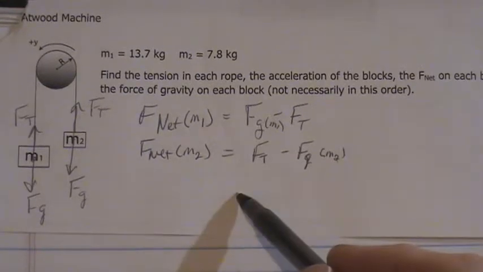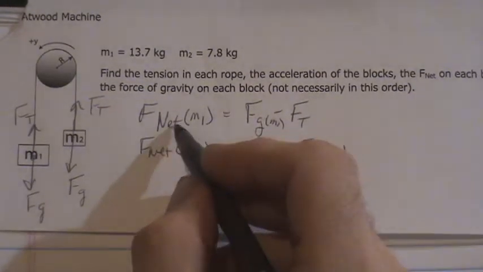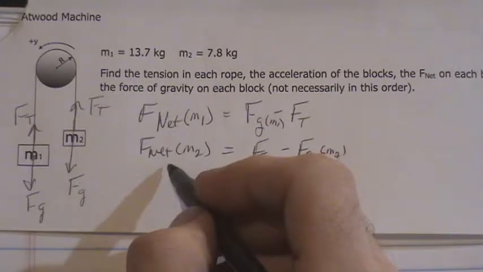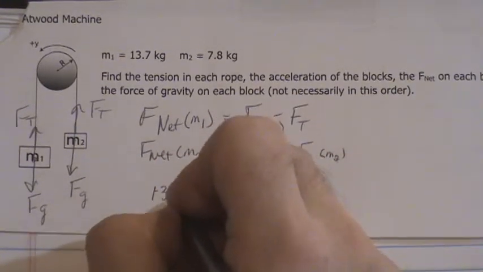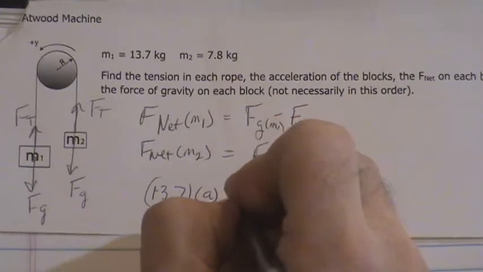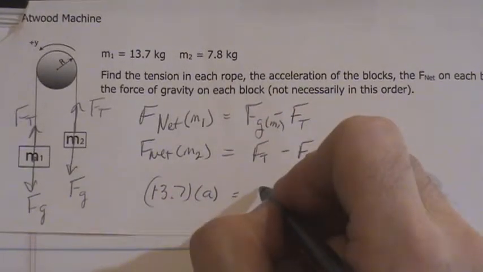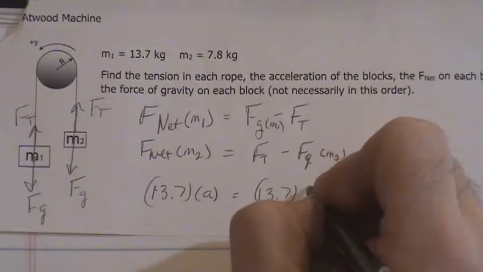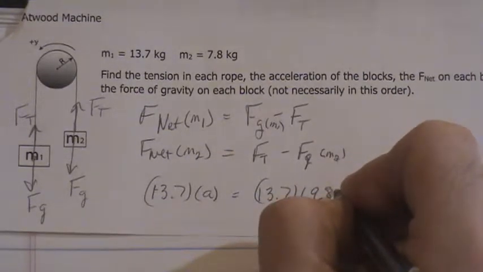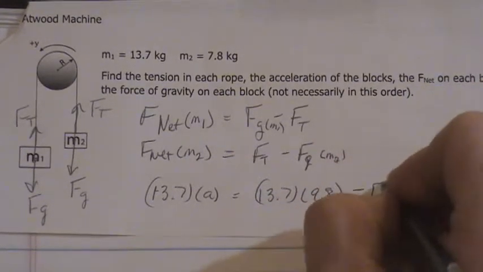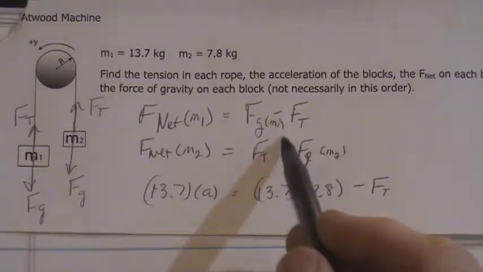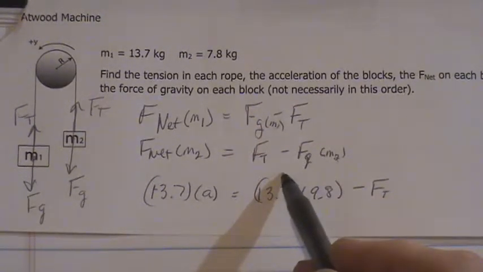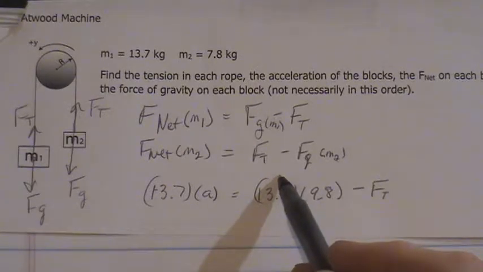So as always, once we have our equations, we start filling in what we know. On M1, the net force is going to be its mass times its acceleration. Its force of gravity is its mass times 9.8 meters per second squared. And once again, I'm just going to use positive for these because I'm taking care of negatives with these negative signs in between, which might be going up and which might be going down.